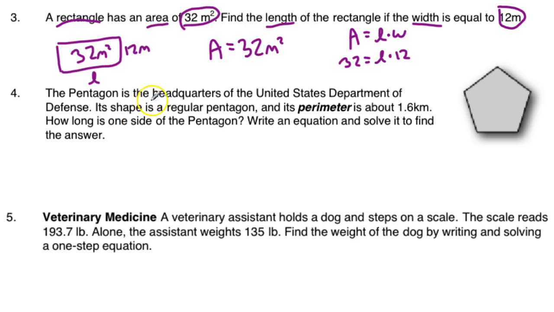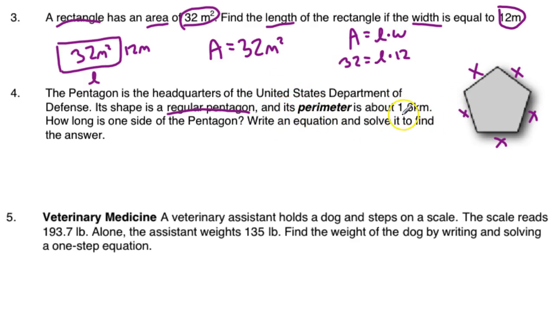Let's see. Its shape is a regular pentagon. Pentagon, that means 5 sides: 1, 2, 3, 4, 5. Regular, this might be a new word. That means all the sides and all the angles are the same. So if all the sides are the same, I can give them the same variable. I'll say that's x, that's x, that's x, that's x, x again. So there's 5 x's. 5 x's, interesting.